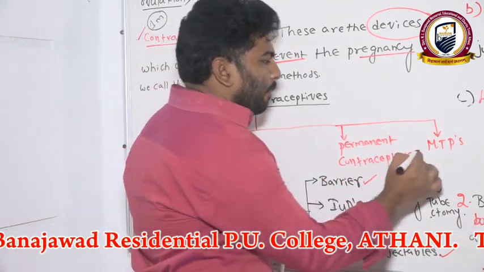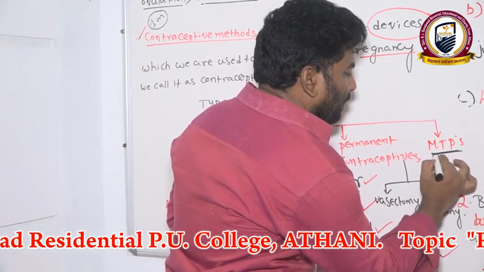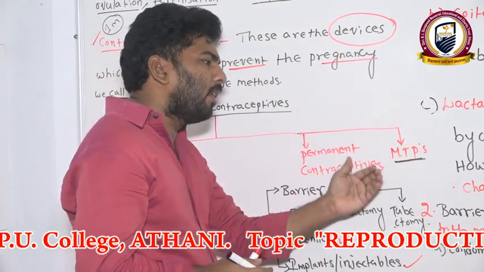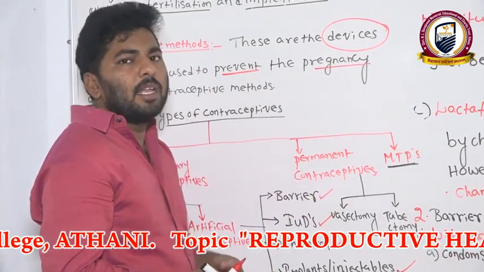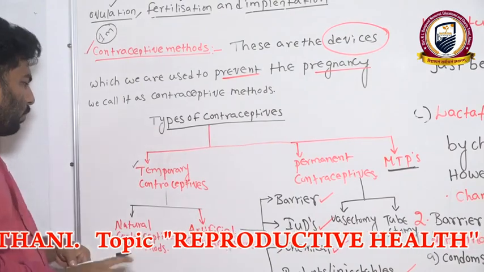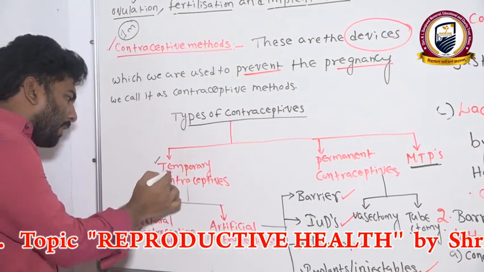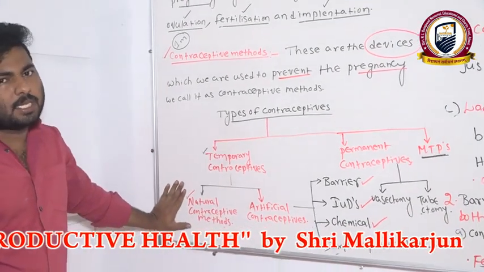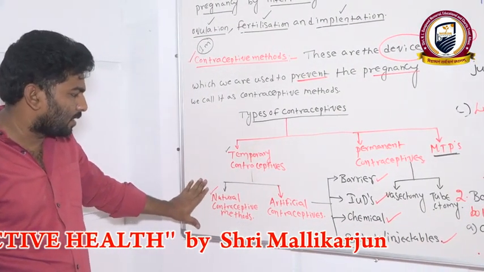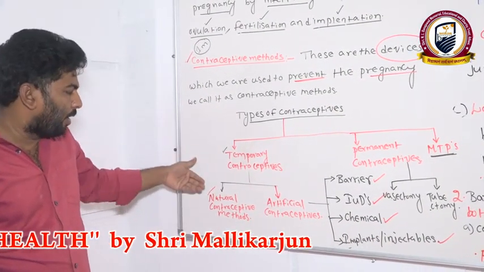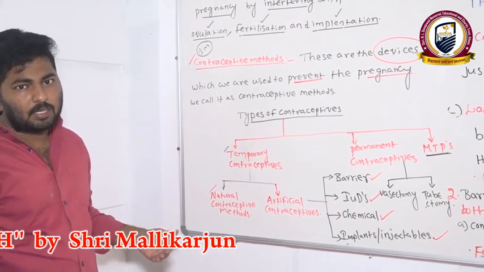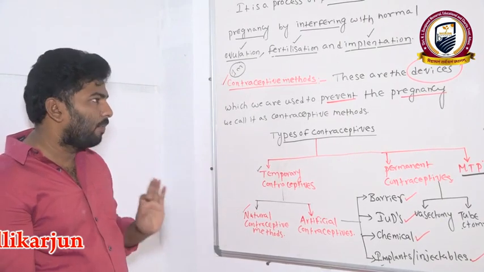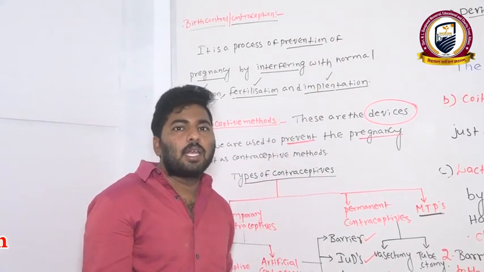Now, MTP means nothing but medical termination of pregnancy. In detail we will discuss MTP later on. Now we'll move forward to the temporary methods, in which we'll discuss the natural contraceptive methods clearly: what they are, how we follow these methods, and what the disadvantages of these methods are.